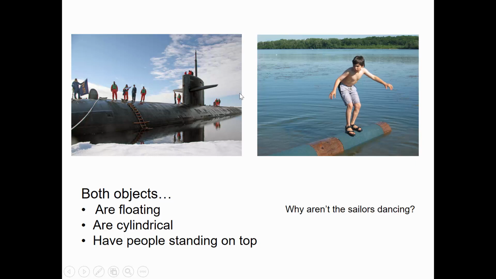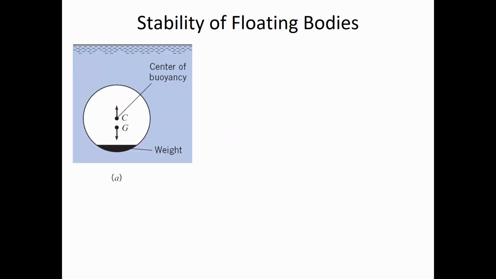So the sailors aren't having to struggle to keep their balance because the submarine has been designed to be stable as it floats. Maybe it being bigger helps too. The inertia against any kind of rotation means that it's going to tip more slowly compared to a smaller log. If it was a larger log, then it would be easier for that kid to keep his balance than on a small diameter log. So let's take a look at the fundamentals here.